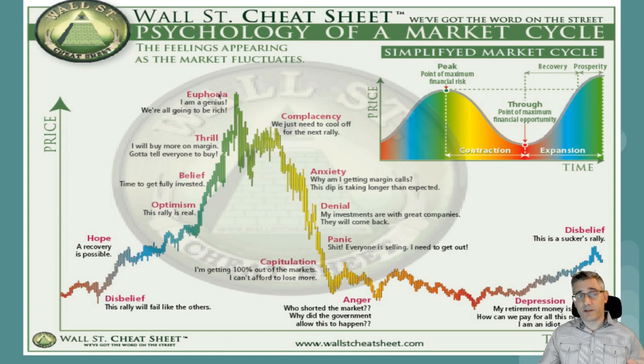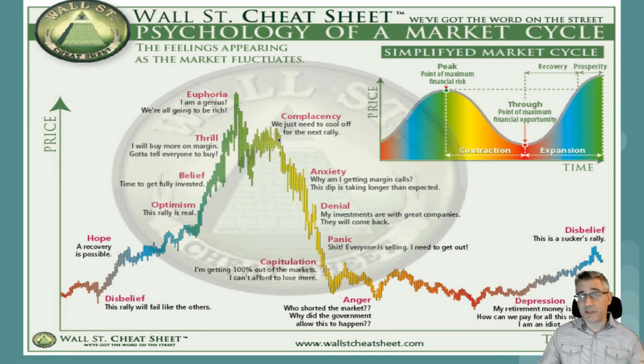Then the euphoria stage. Everyone thinks they're a genius. You can throw a dart at the wall and pick a cryptocurrency that's going to be successful or a stock that's going to be successful. Then when the markets turn around, as you can see here, it doesn't quite go down all the way. It bounces and goes sideways for a while.